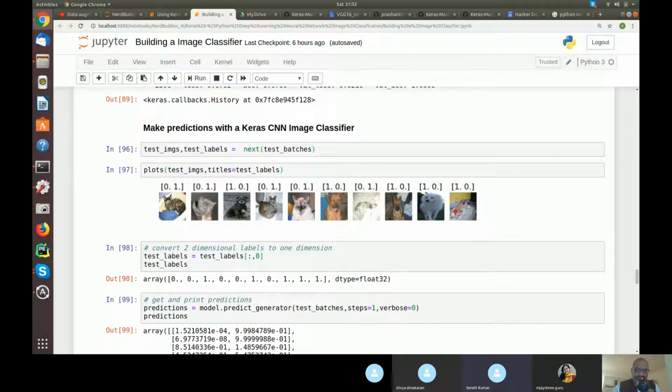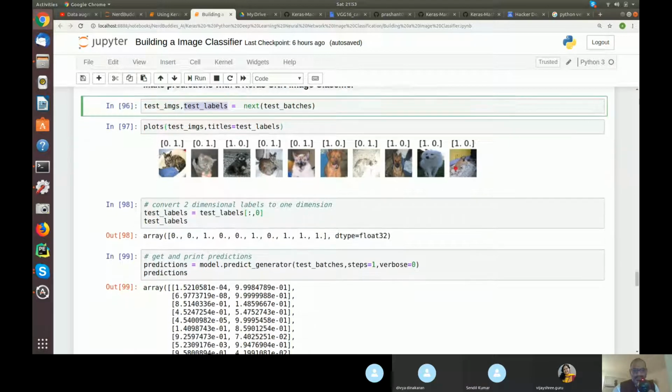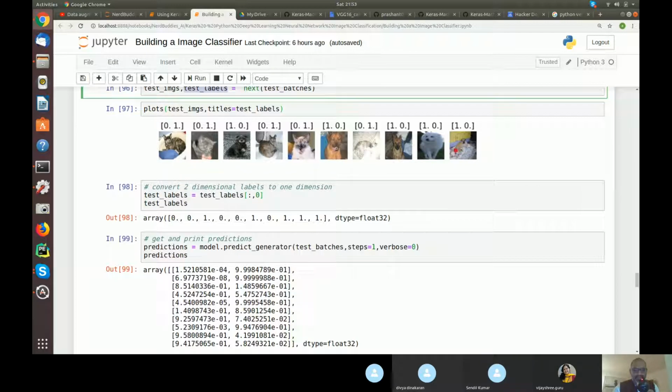So this is just the same code as last time, where we now take this new model, which we built on top of VGG to predict cats and dogs, and we test it on our test data. So here is just getting those images and those labels. We plot them, and it's showing cats and dogs, where cats are 0 and 1, dogs are 1 and 0. We convert those into single numbers of 0 and 1.